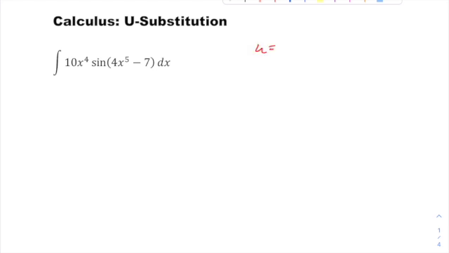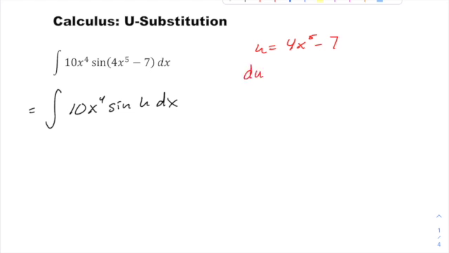And like always, that classic first strategy, that go-to, is let the inner expression be U. So U is going to equal 4x to the fifth minus 7. And now, here's where I'm at so far. I've got to get that dx to cancel along with that x to the fourth. Can't have it. It's got to all be in terms of U, or whatever variable you're integrating with respect to.